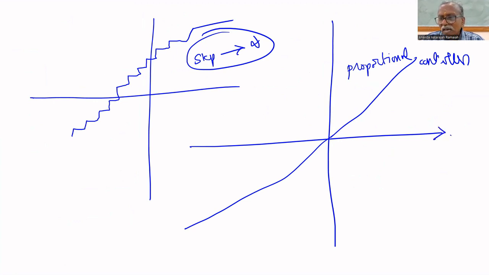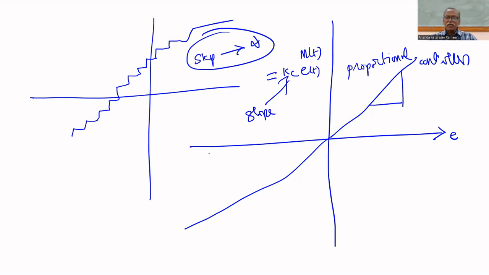Proportional control. This is error. This is controller output, M of t. What is the expression for this M of t? If the step becomes a slope, that slope is Kc. Slope is change in y upon change in error. That is, the slope of this line is Kc. Kc is the slope of this line. So M of t is Kc multiplied by E of t.